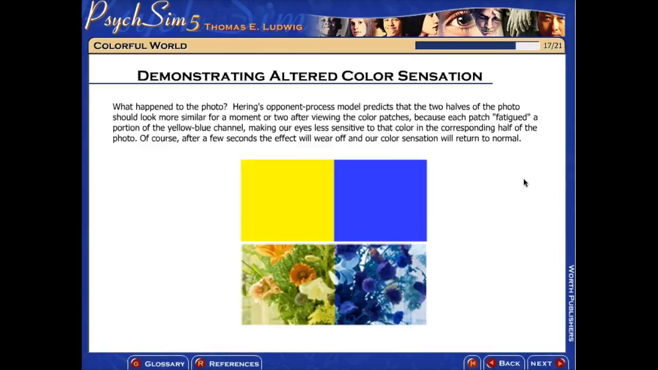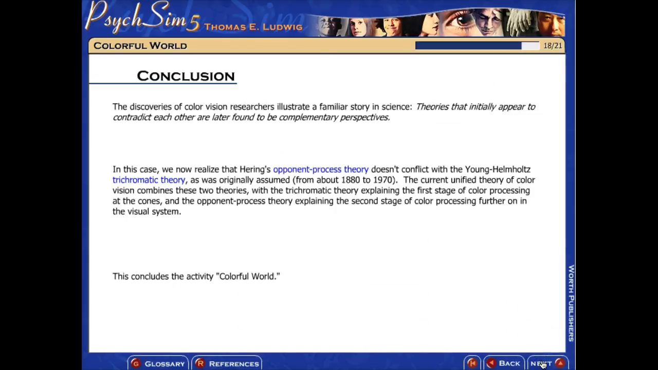So it says that the 2 halves of the photo should look much more similar for a moment or two after viewing the color patches, because each patch is fatigued a portion of the yellow or blue channel. So of course, after a few seconds, it wears off, and our color sensation is the same. So that's pretty much all I wanted to talk about. Let me know if you have any questions.